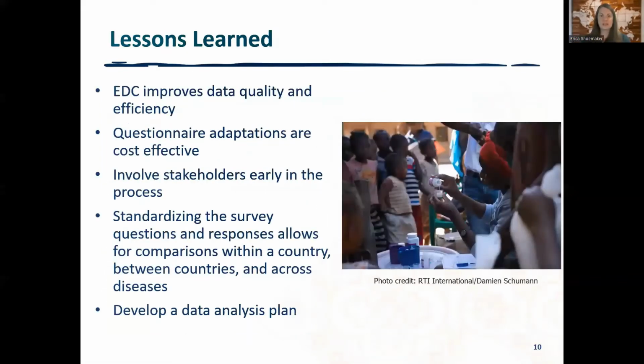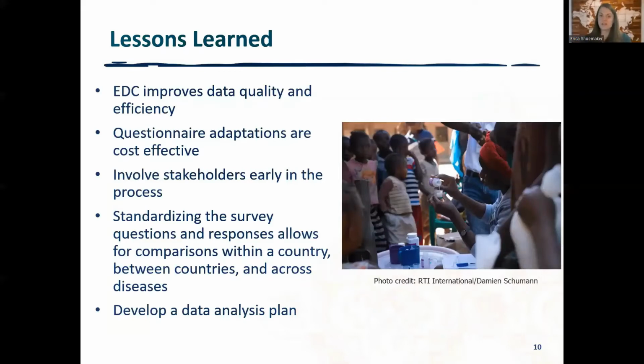Now I want to share a few lessons that we've learned over the course of making adaptations to the CES. The first is that we recommend using electronic data capture for these surveys. EDC improves data quality, and the ability to include skip patterns helps our survey teams use their time more efficiently. In general, we have found that questionnaire adaptations are cost-effective because little, if any, cost is added to the survey.